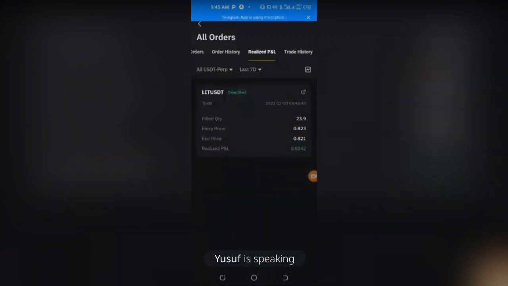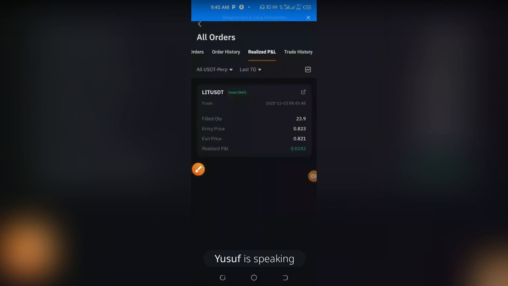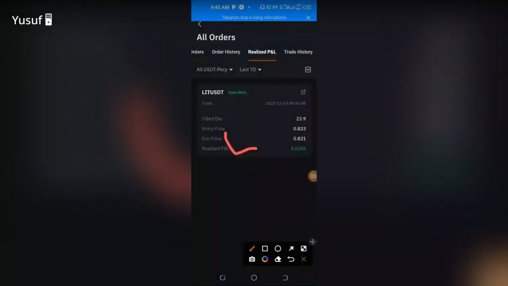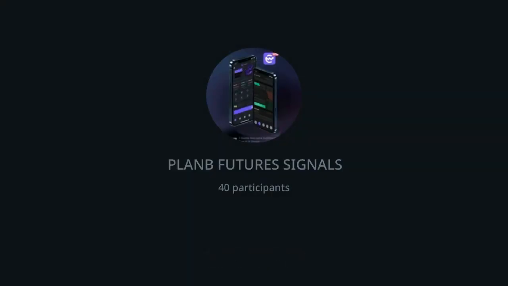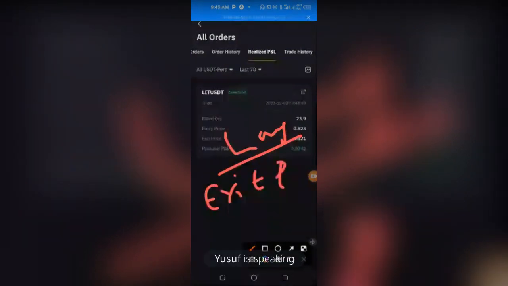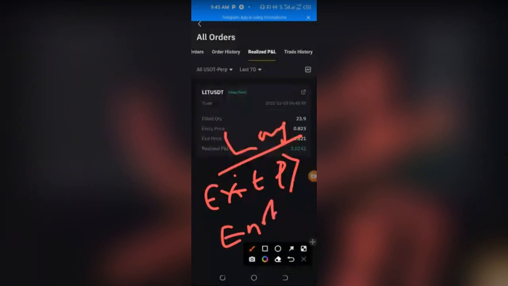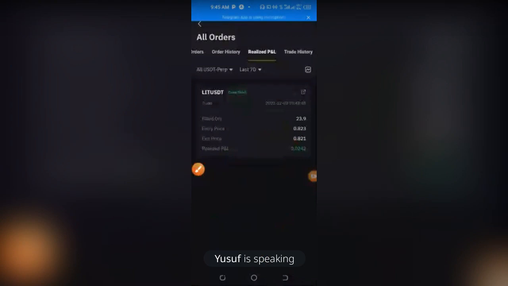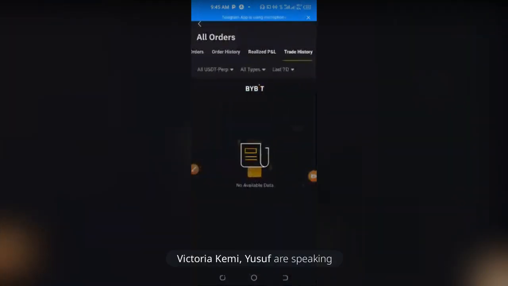But on a long trade, if you long or buy, that means the exit price must be greater than what? Entry price on a long trade. So I hope you understand. This is how to check your trade history. All the trades you have performed, you will get it. You can find it here.